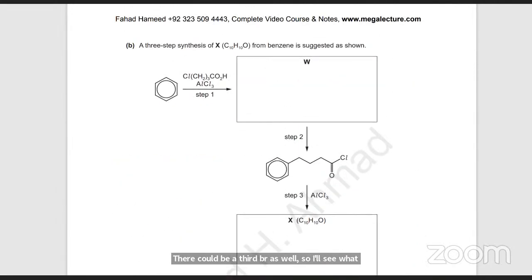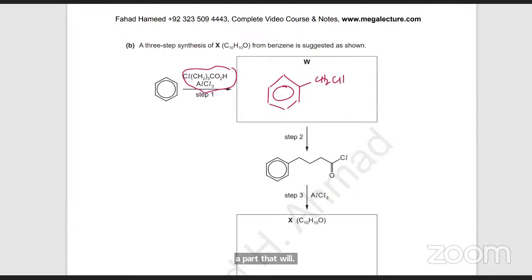So ये वाला कौन सा है? This is, I think this is alkylation again. वो जो Cl वाला part है, that will... CH2 three times. And COOH. वो जो Cl वाला carbon जो होगा ना, that's going to be positive, ठीक है? So that carbon is going to go and attach to the benzene. You clear? Is this part clear? Yes.